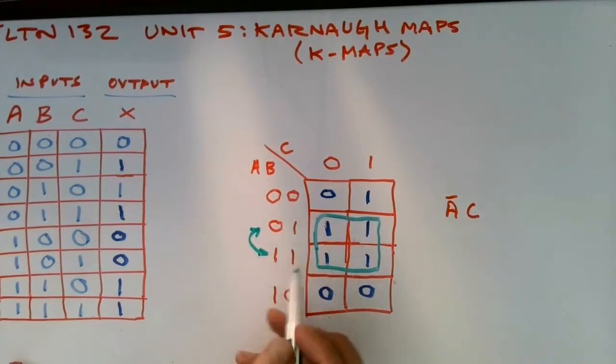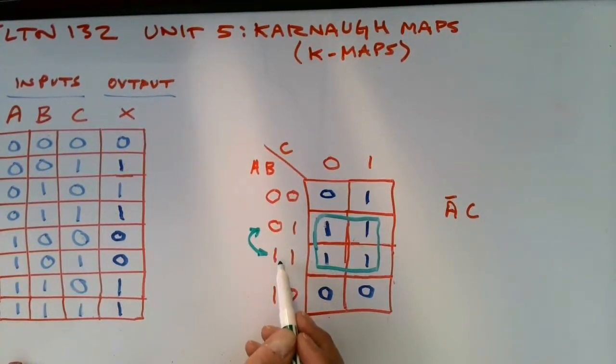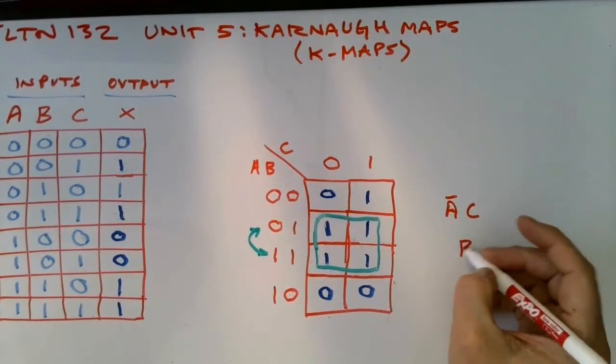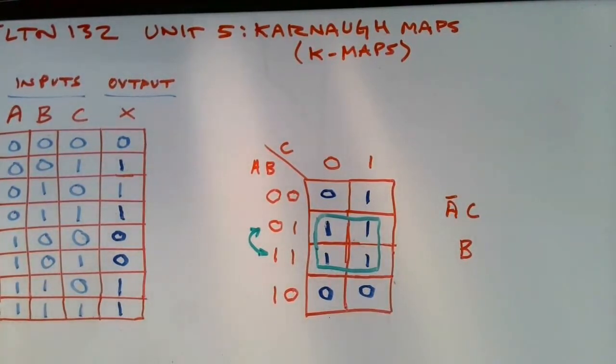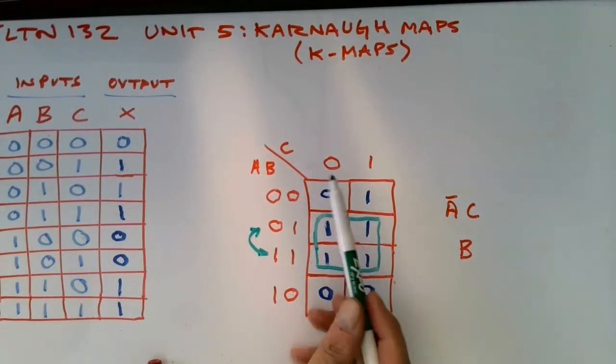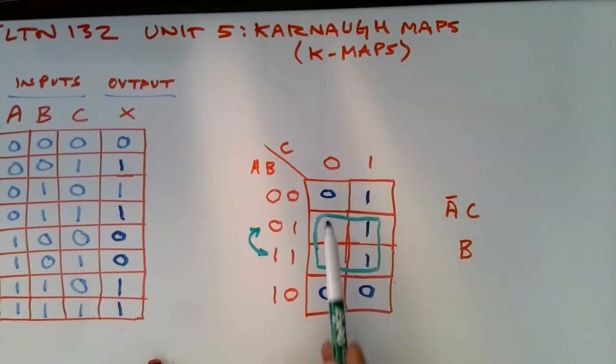When we're going from top to bottom, A is transitioning from 0 to 1. So what do we do? We throw it out. Okay? B is not transitioning. It's staying as 1. So we're going to write that as a term here, B. Now, how about going from left to right? Well, for both of those sets, C is transitioning from 0 to 1. So what does that mean? We have to throw it out. There is no C term.